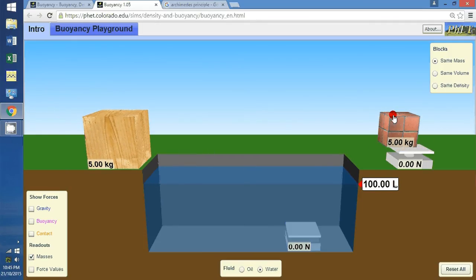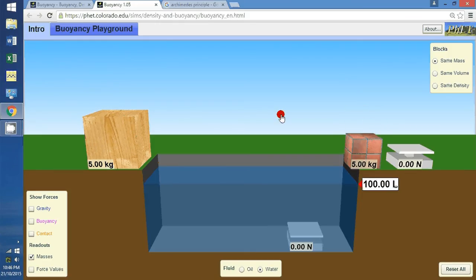And for the brick, 5 kilogram, the volume of this block is 2.5 liters. It changed from 100 liter to 102.5 liters. So therefore the density is 5 kilogram divided by 2.5 liter, which worked out to be 2000 kilogram per cubic meter. That is double the density of water. So that explains why the object sinks.